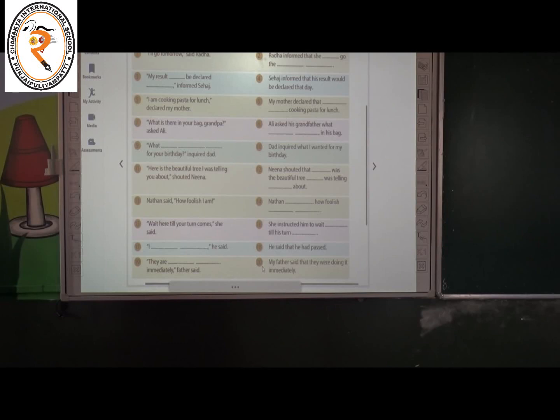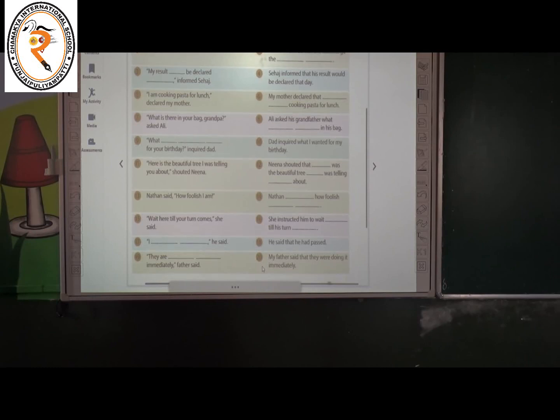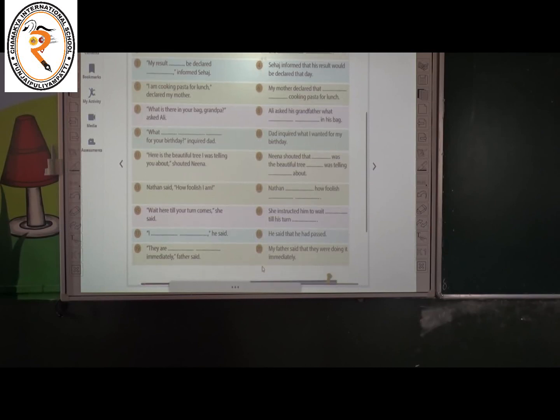See the 14th one. Norman exclaimed, make a note of it, Norman exclaimed how foolish he was. So the first fill up is exclaimed, the second one is he, and the third one is was. And see the 15th one. Wait here till your turn comes, she said. It is a direct speech. See the indirect speech: She instructed him to wait there till his turn came. So what will come in the fill up? There. Till his turn came. C-A-M-E, came. Okay.